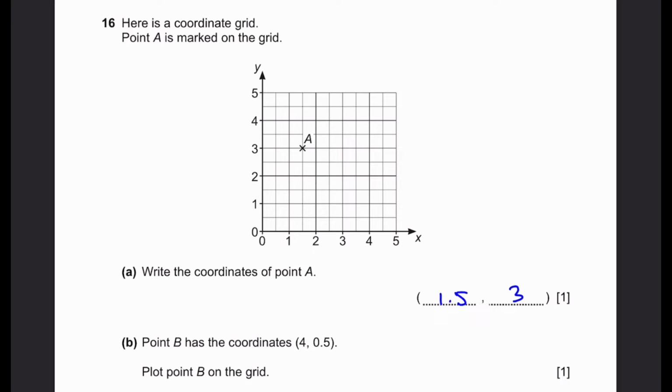Part B. Point B has the coordinates 4, 0.5. Plot this point B on the grid. The x-coordinate is 4. So we can draw a line x equals 4. Now, y-coordinate is 0.5. We can draw a line y equals 0.5. The point where they intersect is the point we need. We can erase the 2 lines now, and we have this point as point B, 4, 0.5.